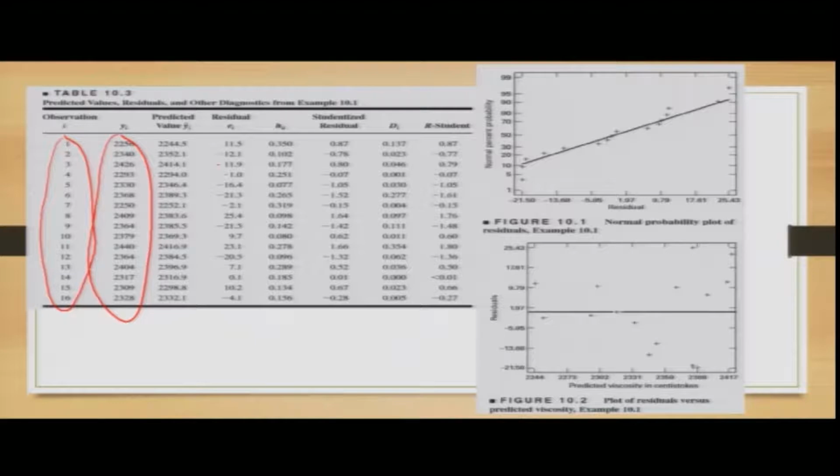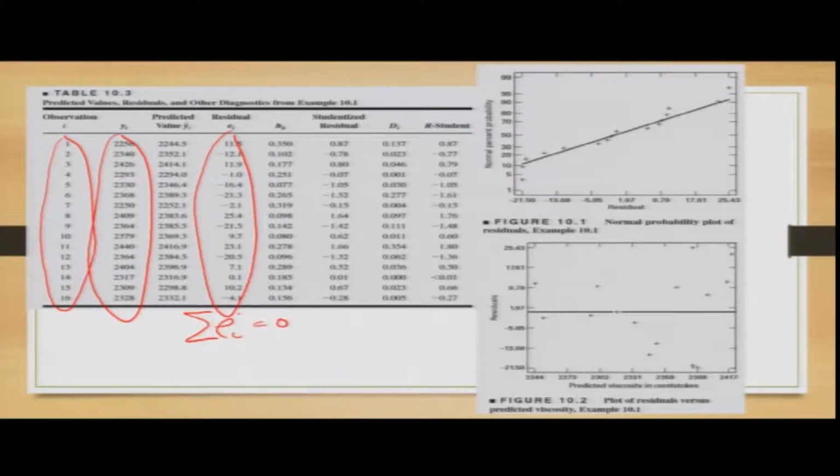The predicted values we have found out. So, the first predicted value is 22444.5, then the second value is 2352.1, the last value is 2332.1. The residual errors are found out. So, technically, if I sum up the errors, it should be 0.